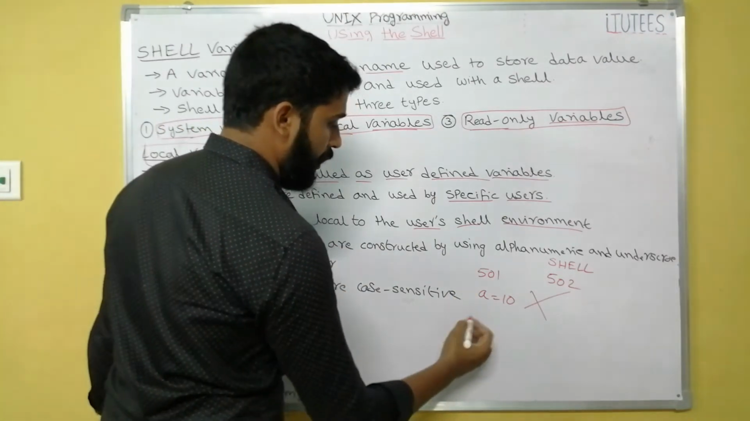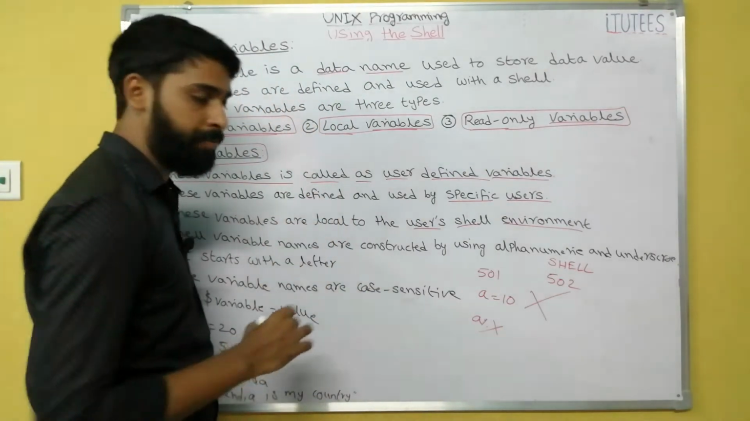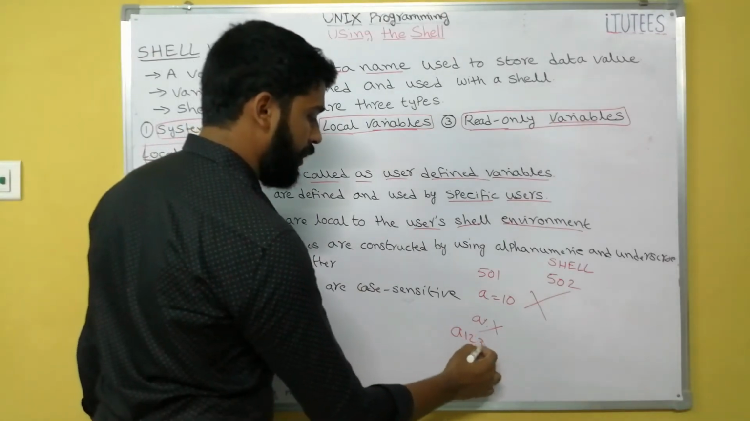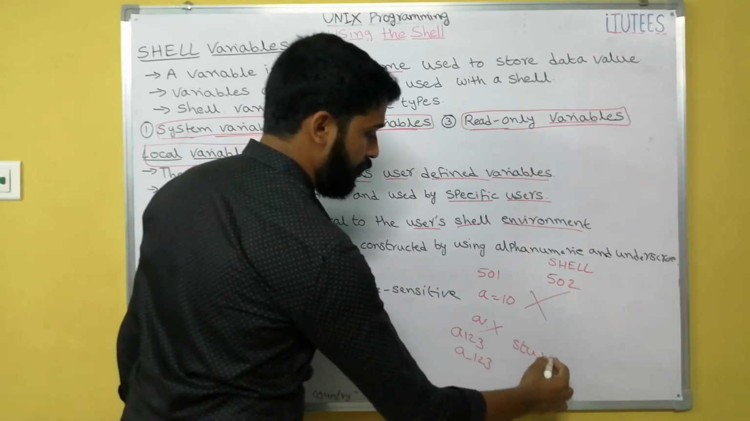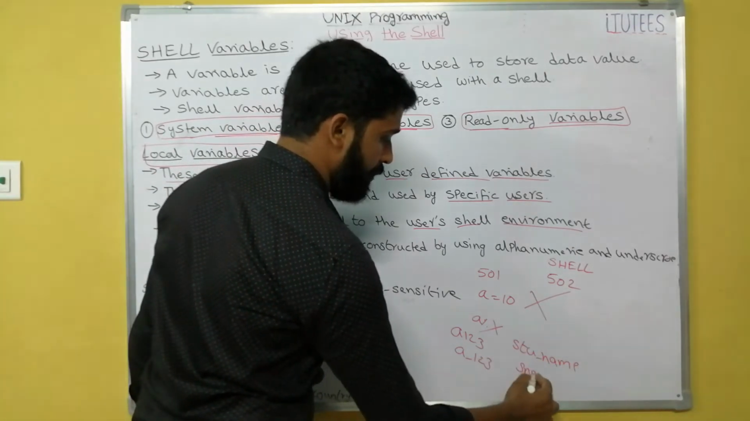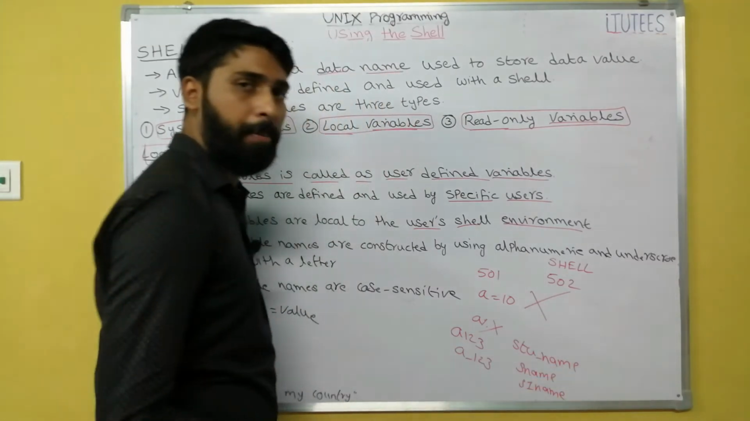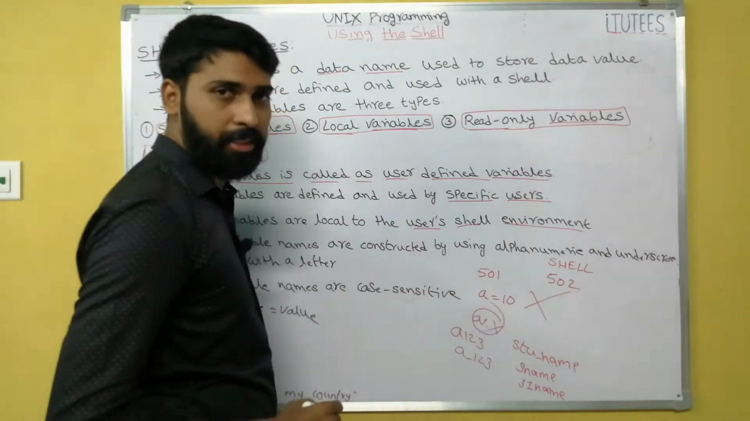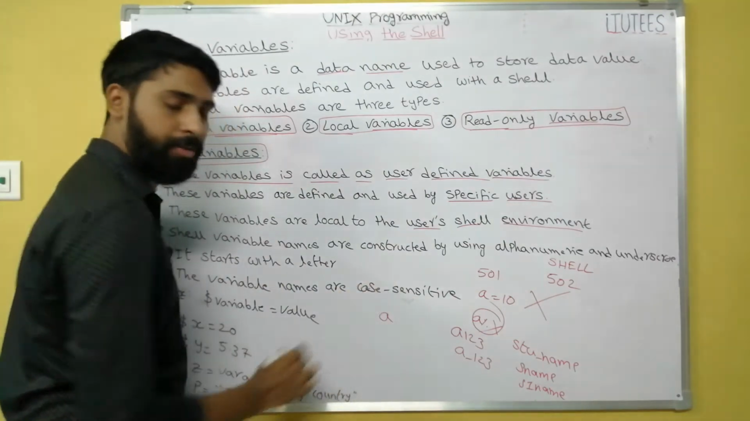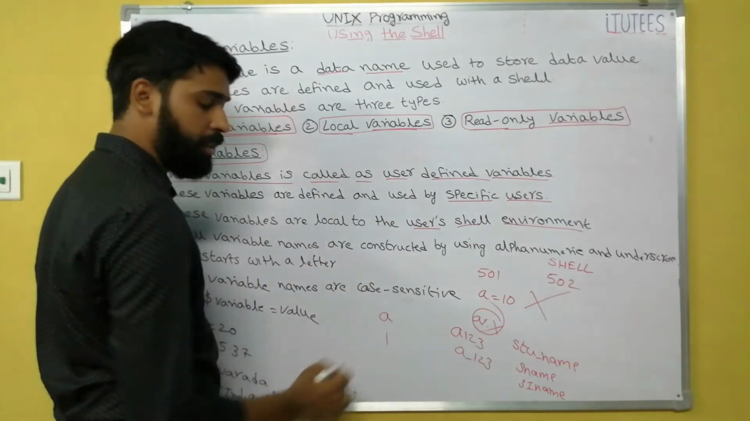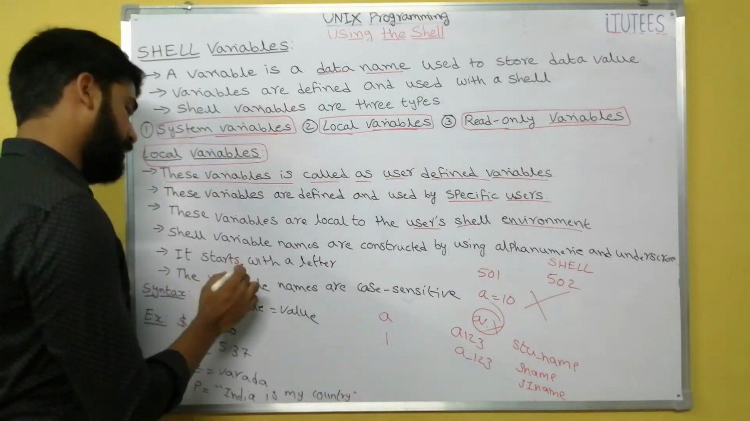For example, I cannot use a percentage sign. This is invalid. You can use A123 or A_123. For example, student name, student_name, or you can write Sname, or S1name. All these are valid, but you don't use any special characters. Another rule is that the first character must be an alphabet only. Any alphabet. You cannot start with a number. It starts with a letter.